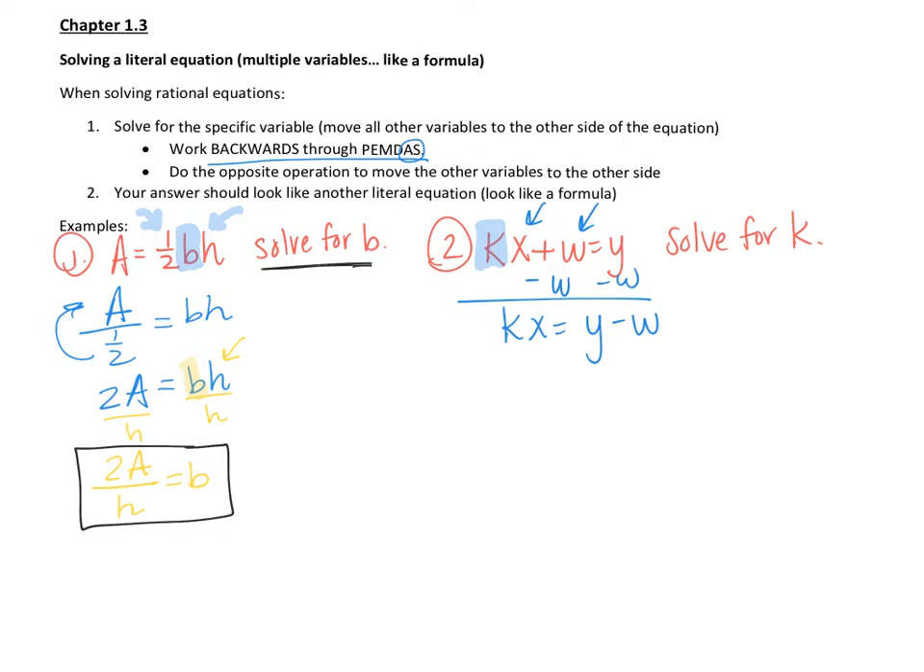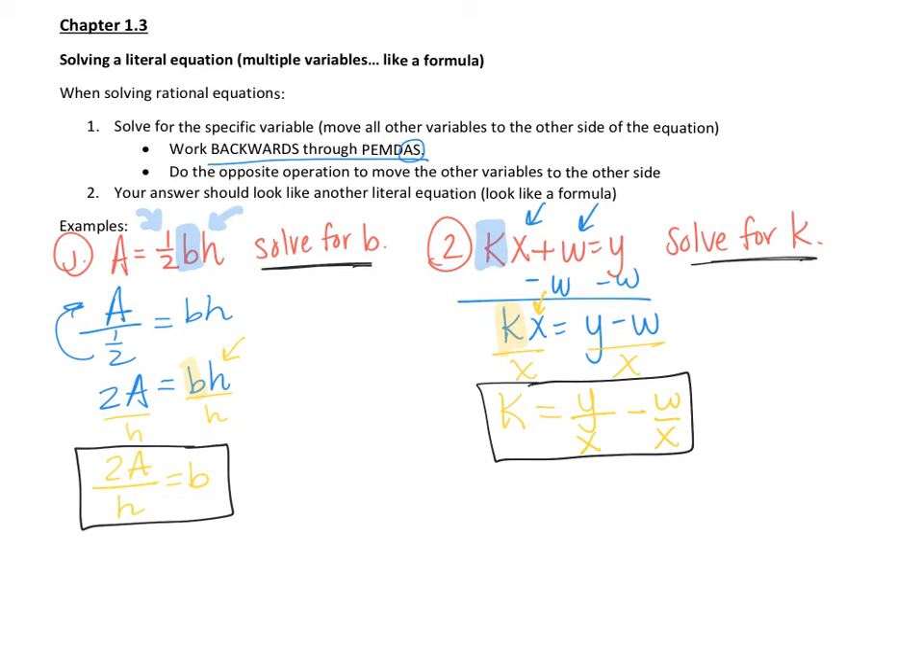Now I still need to get this k by itself. So to do that, I'm going to get rid of this x. I ask, what's the x doing? It's being multiplied by k, so I now need to divide by that x. I'm going to divide everything by that x. So I'm going to get k equals y divided by x, and so will w. I go back and I say, I'm solving for k, and k is now by itself. So that would be my final answer.